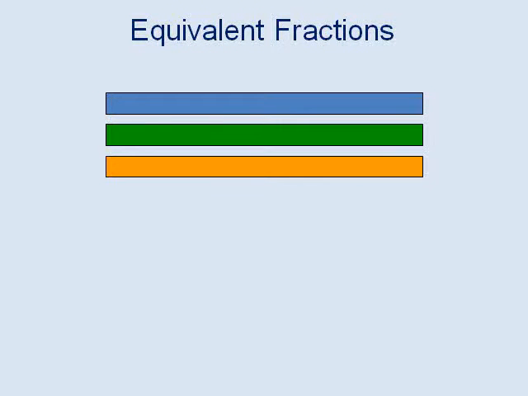Equivalent fractions. These three bars are all the same length and have the same value. They can be divided in many different ways, each part becoming a fraction of the whole, like this. We have divided the blue bar into 2 parts, the green bar into 6 parts, and the orange bar into 10 parts.